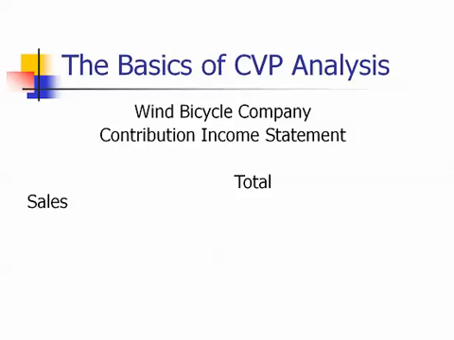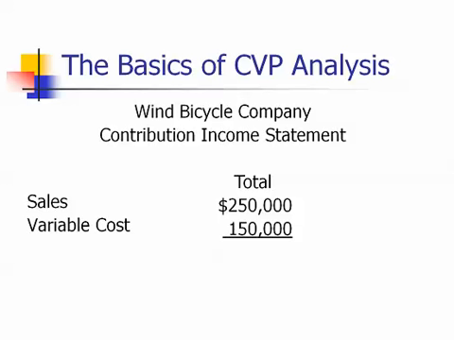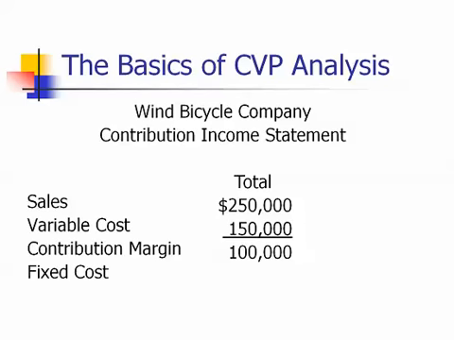For the Wynn Bicycle Company, sales for the period are $250,000. Under the contribution margin approach, we separately state variable costs, which are $150,000. Deducting variable costs of $150,000 from sales leaves us a contribution margin of $100,000. The contribution margin of $100,000 represents the income available to cover our fixed costs. Once we deduct our fixed costs of $80,000, we are left with a profit or net income of $20,000.